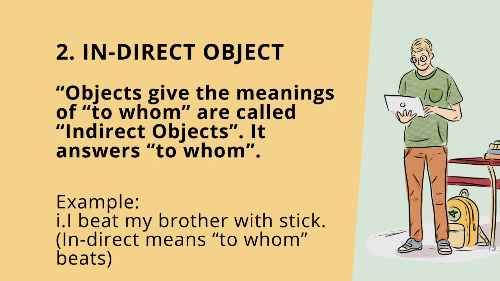I beat my brother. I beat. I punish. I hit something. To whom? My brother. My brother is the indirect object in this sentence that gives the meaning to whom. According to the definition, objects that give the meaning of to whom are called indirect objects. It answers to whom.